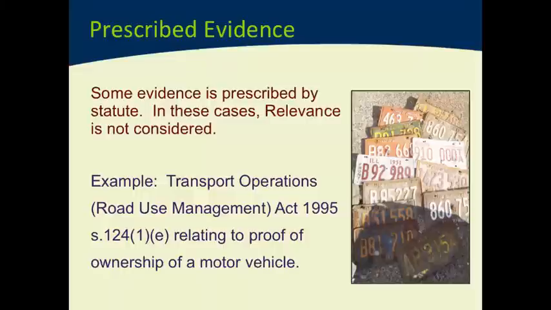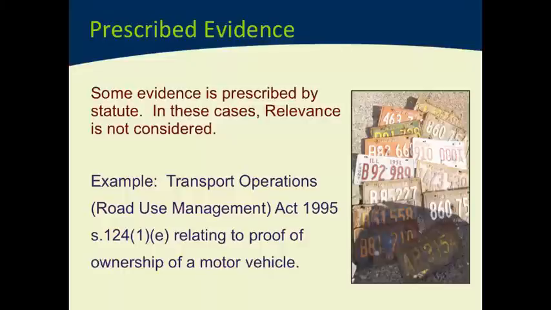Best to understand this by an example, and the one that I've given in the PowerPoint slide is the Transport Operations Road Use Management Act, which is basically the road rules in Queensland. There's a provision in there, section 124, relating to the proof of ownership of a motor vehicle. And basically what it says is, if a motor vehicle is registered in a person's name, the law is going to presume that that person owns the motor vehicle. Now that of course is not always the case, and so it's possible to bring other evidence to show that that presumption shouldn't be made.